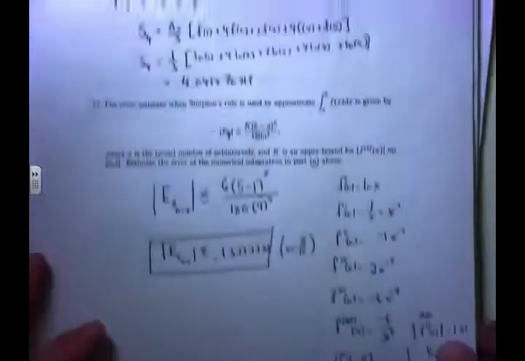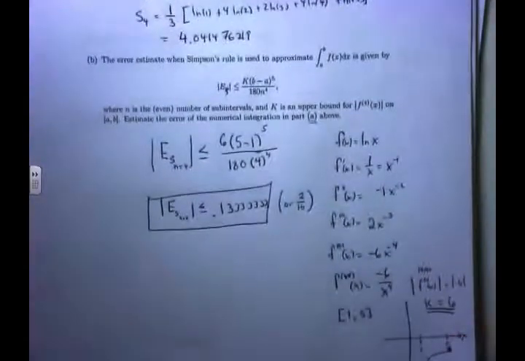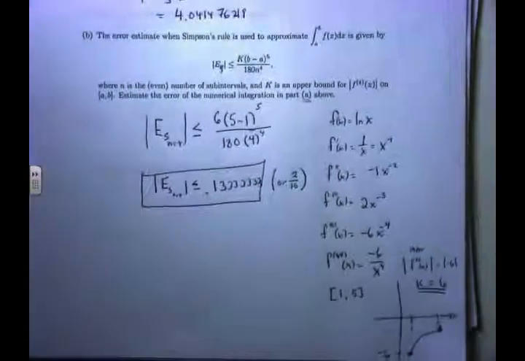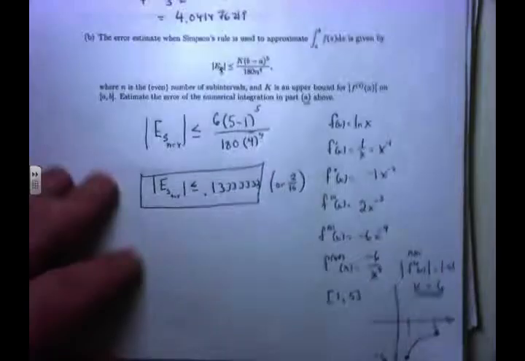N equals 4. Okay? Also, if you find a k, do you just look for the number that's found in the x-axis? Yes. Of the fourth derivative. And make it absolute value. Yes. That is the value of k. And if it was a trapezoid or midpoint rule, it's the maximum value of the second derivative.